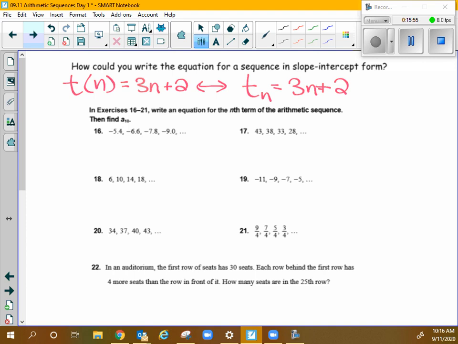Now, another thing is that when we write the terms, we've been writing them in a table. But if I say the first term here would be 2 plus 3, so the first term would be 5, everybody agree with that? I can write it as T of 1 equals 5, the first term, because the n is the position of the term.